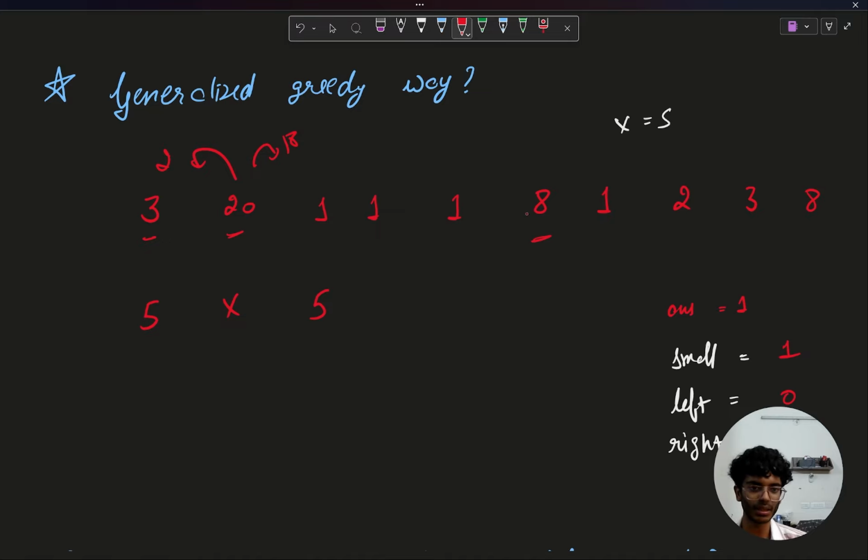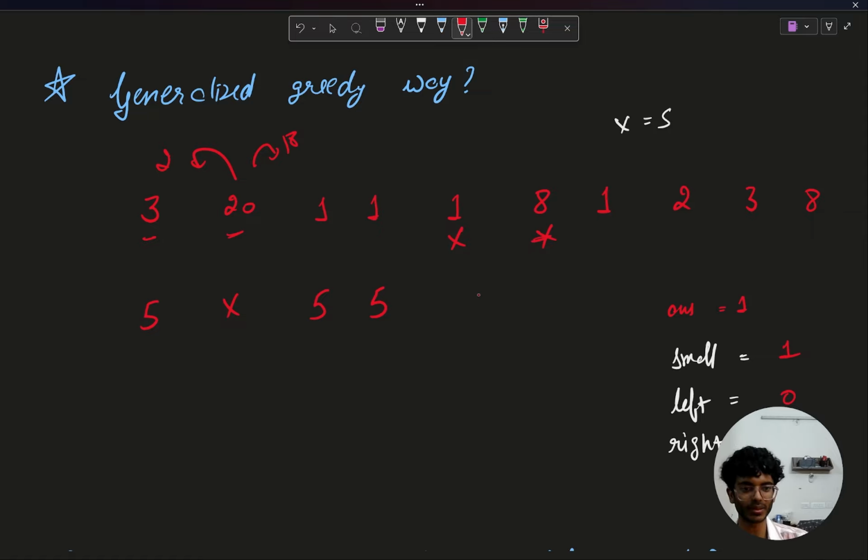We got to this 8. So my right became 9. Now, can I fill up this small index? Yes, I can. So this has to be removed. This also has to be removed because nothing would be done. And this will become 5 because we can fill it up.